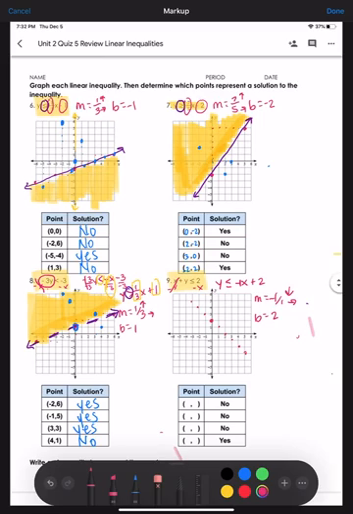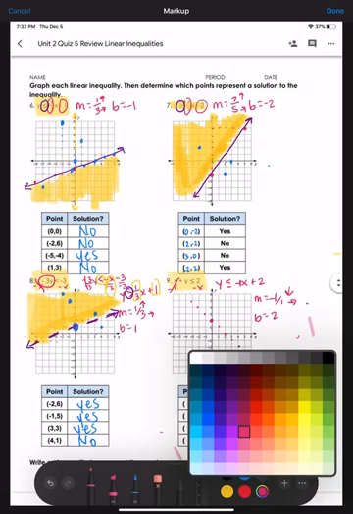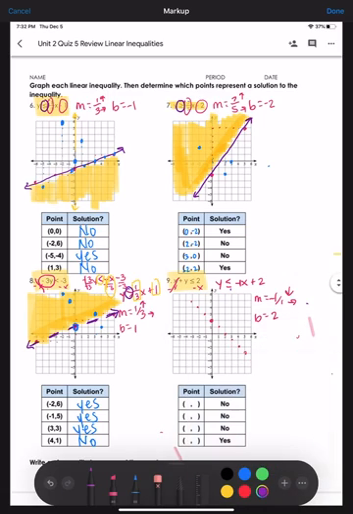So I need to decide if I'm going to do a dotted or a solid line. So I need to look at my symbol. My symbol is less than or equal to. So because it has the equal to, it's going to be solid. The last step is to decide what kind of shading I'm going to have. Since y is less than or equal to the line, y is less than as we go down, so I'm going to shade underneath.